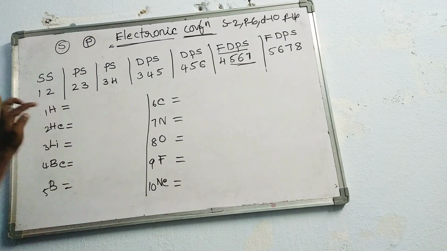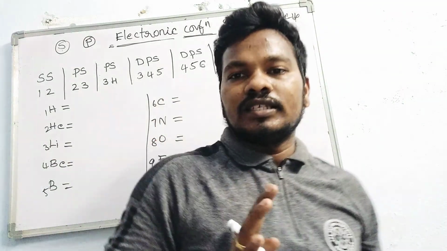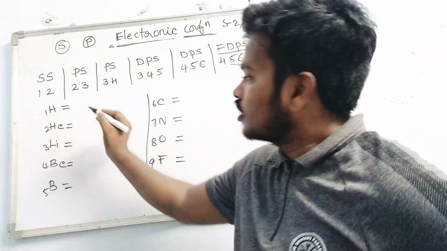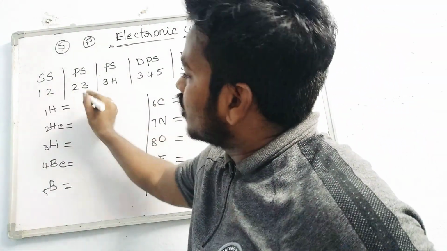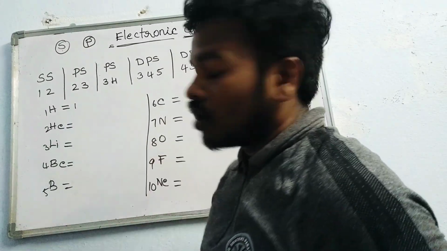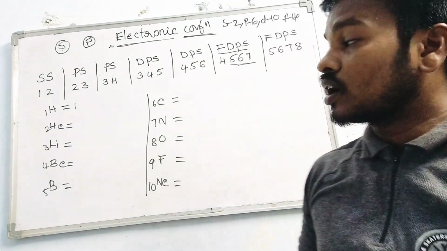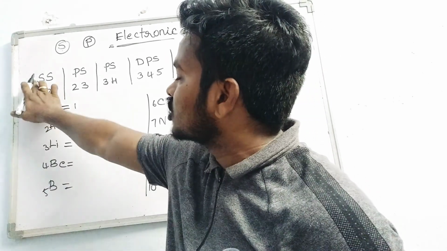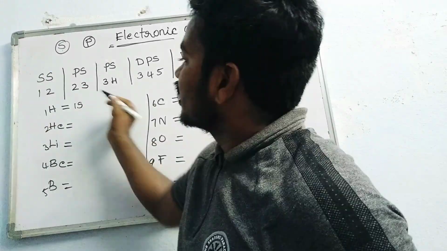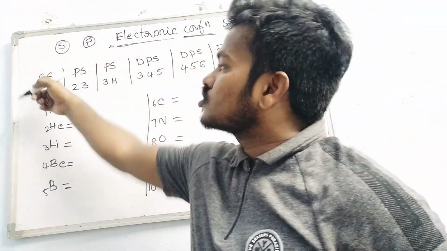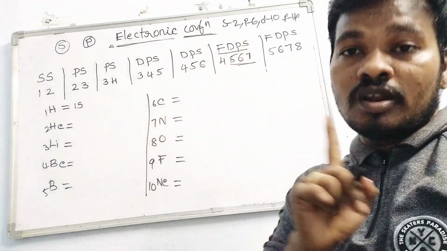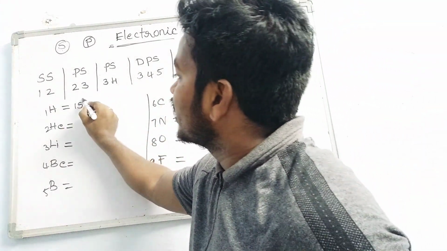See here, hydrogen's atomic number is 1. That means it has only 1 electron. First, what number do we write? We write 1. This is called the shell number. After that comes the subshell. What is the subshell? 1s. Only 1s we have to write. You should not write 2s because it has only 1 electron. So you write 1s1.